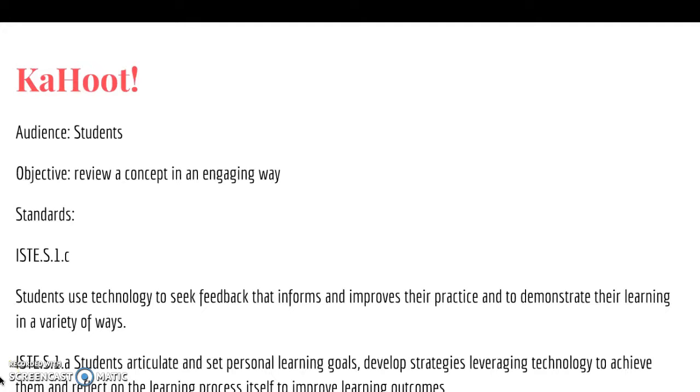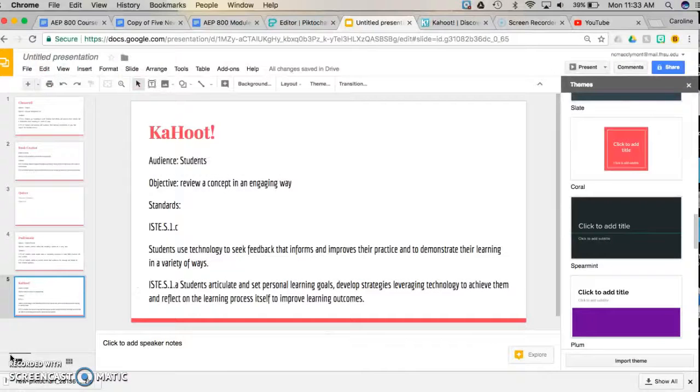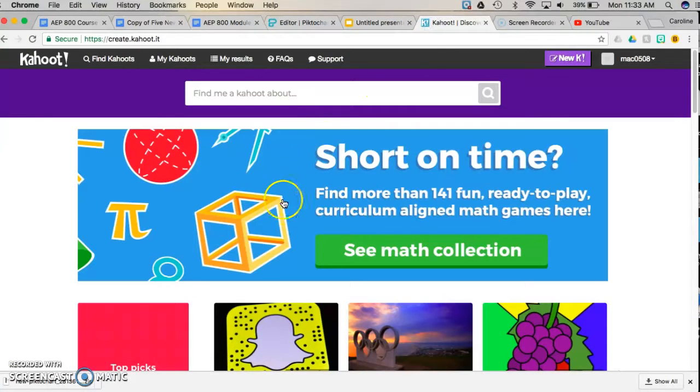Here are my standards. Students use technology to seek feedback that informs and improves their practice to demonstrate their learning. Then students articulate a set of personal learning goals to develop strategies using technology to achieve them, and then reflect on the learning process. So here's Kahoot.